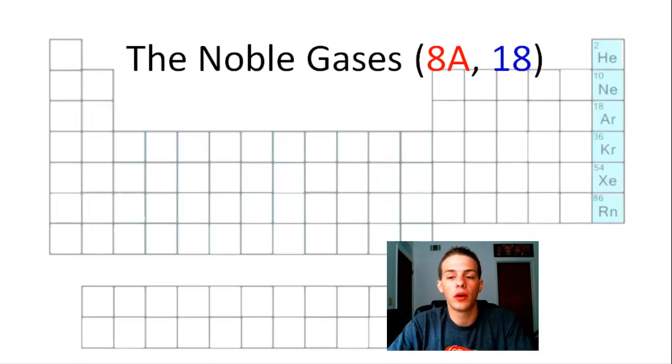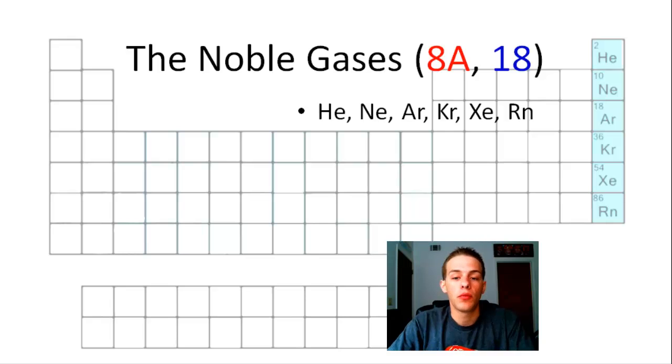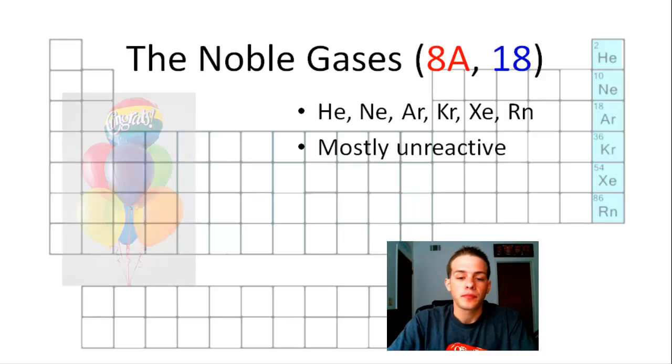And the last main group is what we call the noble gases, which consists of helium, neon, argon, krypton, xenon, and radon. And the noble gases are mostly unreactive. They are very inert. They don't really like to gain electrons. They don't like to lose electrons. They don't like to bond with other elements. They're pretty much content the way they are.